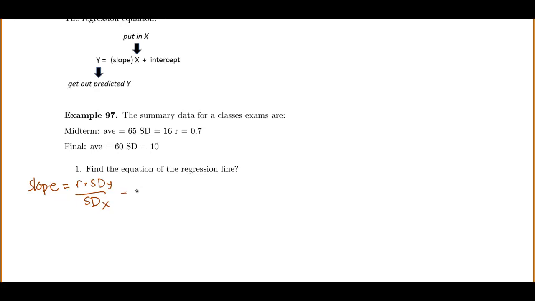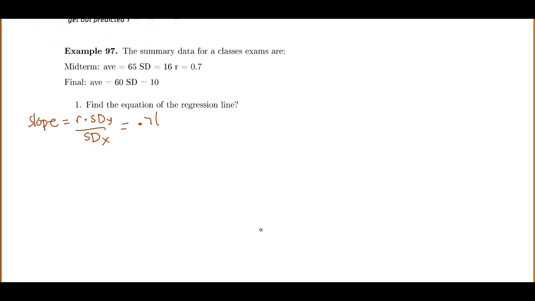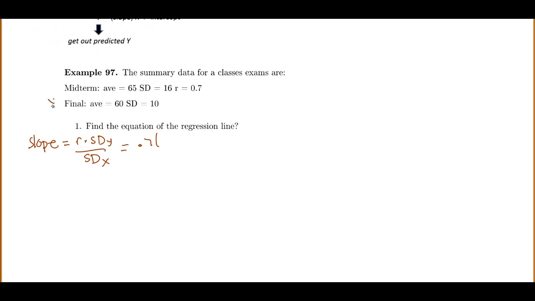So r is 0.7. It didn't tell me yet which way I'm predicting, so let's scroll down and check. Estimate the final exam score. So we want to predict the final exam score. That's our y, and midterm is our x. Remember, whatever you're trying to predict is always your y. So 0.7 is our correlation, and then the standard deviation of y, that's 10, divided by the standard deviation of x, which is 16. And this gives me 0.44.